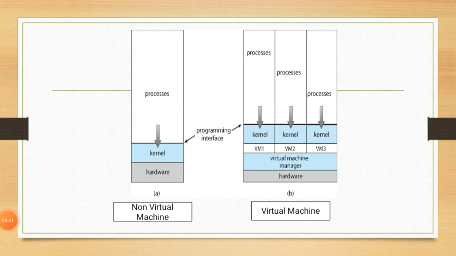Clear? Just for understanding, suppose in the actual computer we have installed Windows 7. In Windows 7, if I install the virtual machine software and there are three virtual machines like VM1, VM2, VM3, in VM1 I can install Ubuntu, in VM2 I can install a distributed operating system, and in VM3 some other operating system. And each virtual machine has separate kernels here.